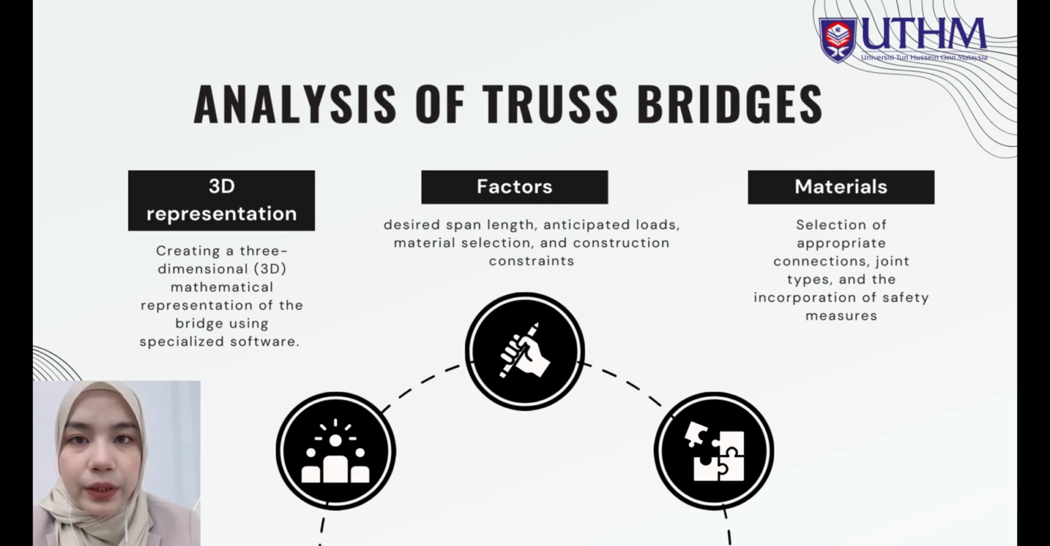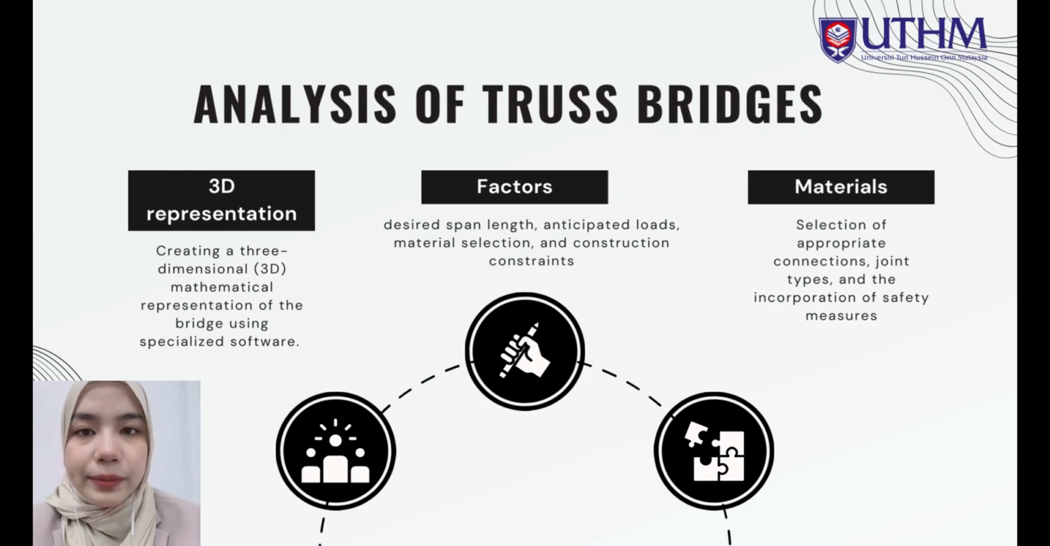These factors include the desired span length, anticipated loads, material selection, and construction constraints. The choice of materials such as steel or timber depends on factors like strength, durability, cost, and aesthetic preferences. Design considerations also extend to the selection of appropriate connections, joint types, and the incorporation of safety measures to ensure the longevity and stability of the bridge.